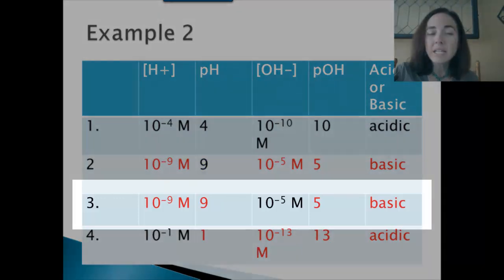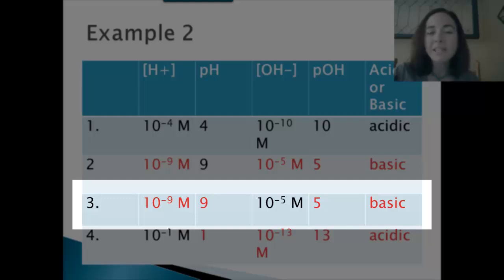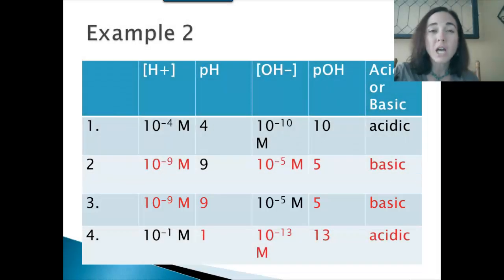Now take a look at number 3. I know it's exactly the same as number 2, but they gave me a different number to start with, which was the hydroxide ion concentration. 10 to the negative 5th molar for hydroxide gives me a pOH of 5. If pOH is 5, pH is 9, because 5 plus 9 is equal to 14. If the pH is 9, then the hydronium ion concentration in the first column is 10 to the minus 9th molar. Again, the pH of 9 tells me this is a base.